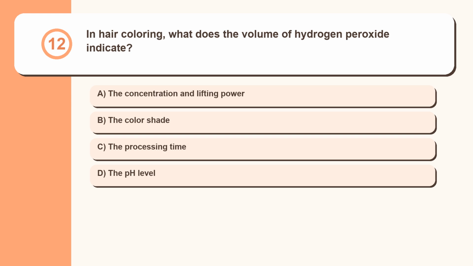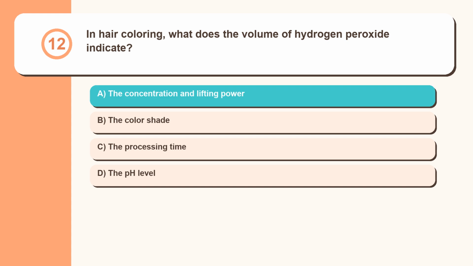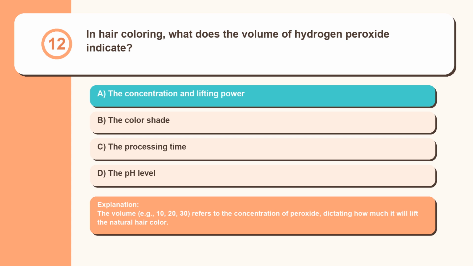Question 12. In hair coloring, what does the volume of hydrogen peroxide indicate? The concentration and lifting power, the color shade, the processing time, the pH level. The volume, example 10, 20, 30, refers to the concentration of peroxide, dictating how much it will lift the natural hair color.